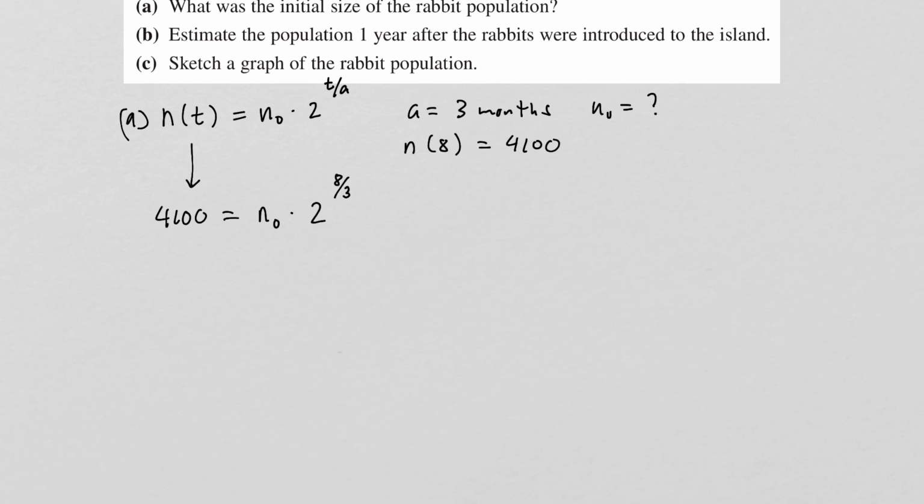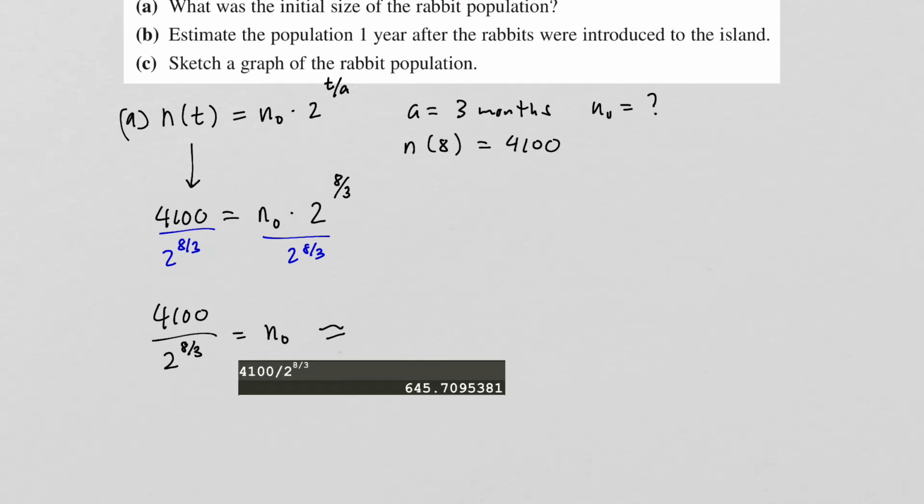So now we just need to solve for N naught. To do this, we can simply divide both sides by 2 to the 8/3 power. This is going to give us 4,100 divided by 2 to the 8/3 is equal to N naught. We'll plug that into a calculator, and this tells us the initial population was approximately 646.